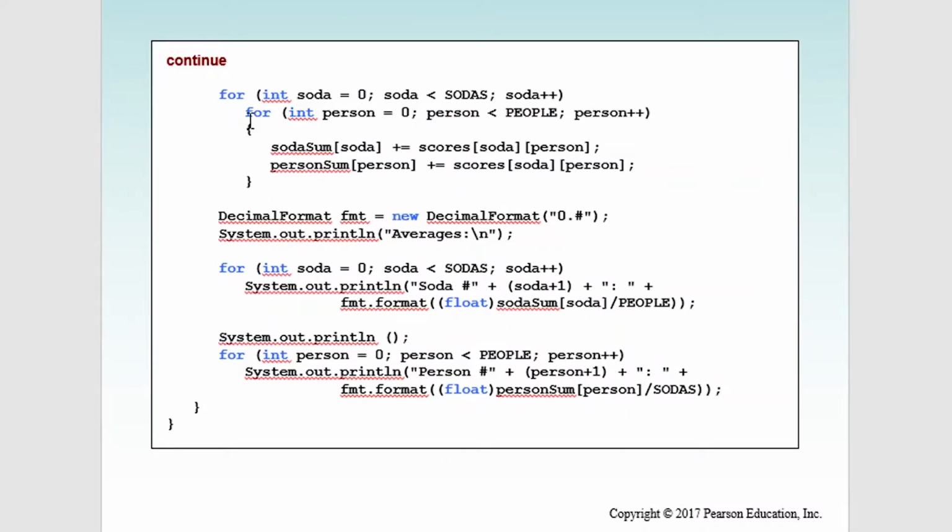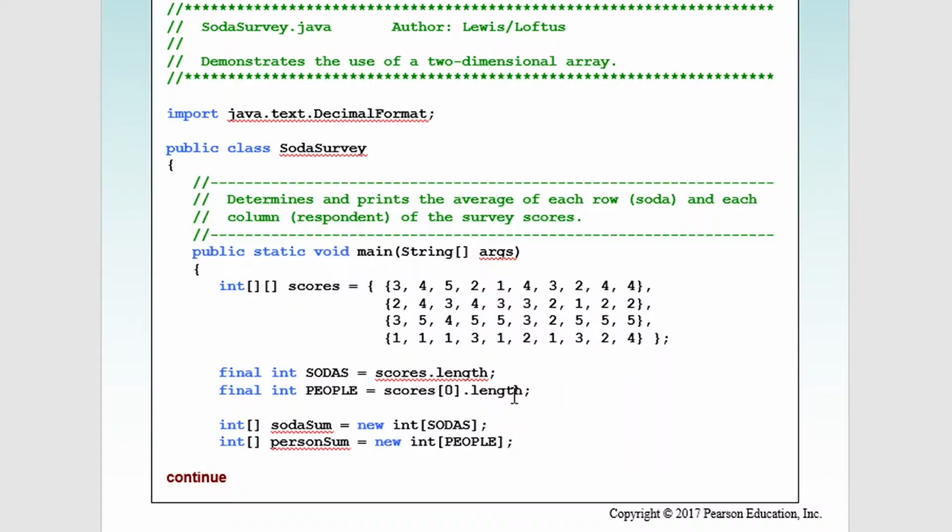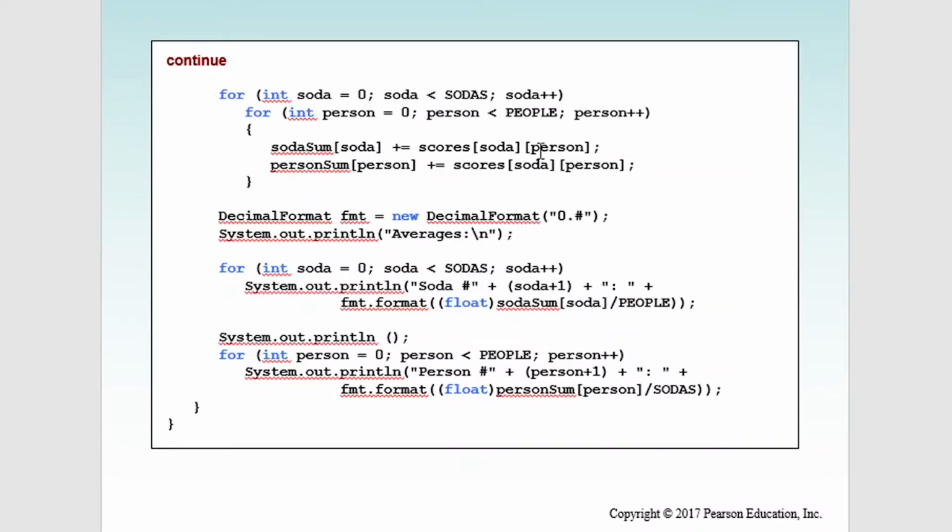Then inside of that loop, they're going to go into another for loop, but this time they're calling it people. Now remember, people is the inside array, which is the length of the second dimension, which is going to be 10. And they're taking those values and they're setting their arrays for the soda sum and for the people sum. Then they create a decimals formatter, they create an average, then they iterate over their soda array and their persons array, and this is what they get.